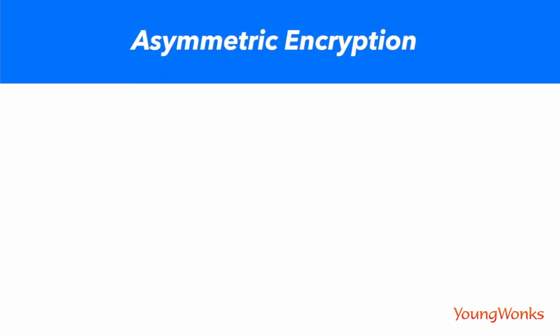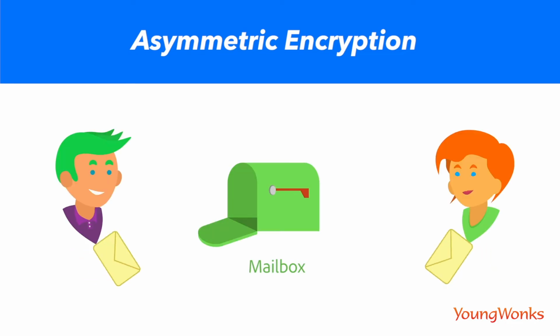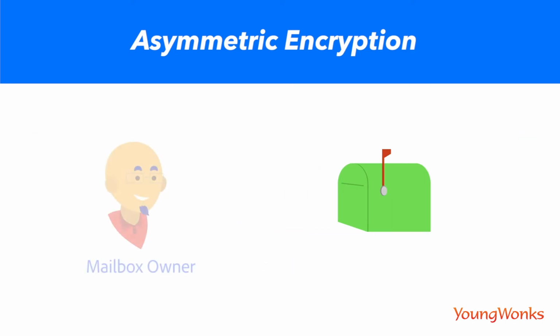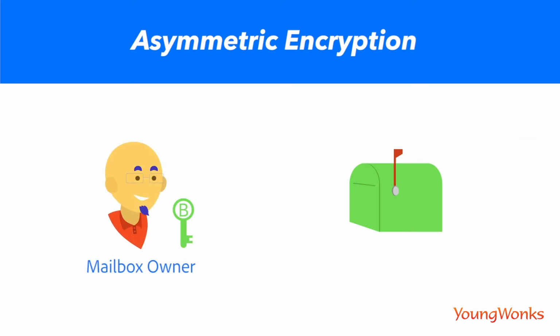Let's take a look at asymmetric encryption. To understand asymmetric encryption, imagine a mailbox that anyone could walk by and drop mail into. This mail can then only be accessed by the mailbox owner who has the key to the mailbox.